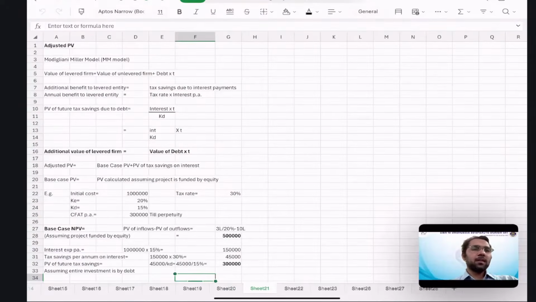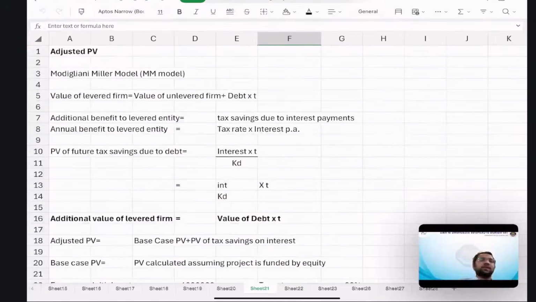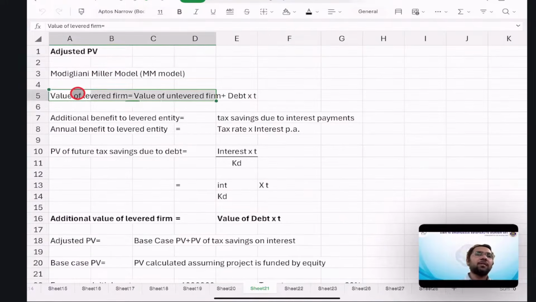Then the last concept that we're going to revise, before we start with the MCQs, is called the adjusted present value. Adjusted present value is an advanced level of capital budgeting analysis in which we take reference from the MM model. In MM, we have learned that the value of a levered firm is equal to the value of an unlevered firm plus debt into tax.